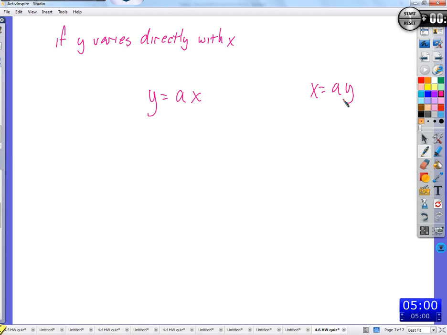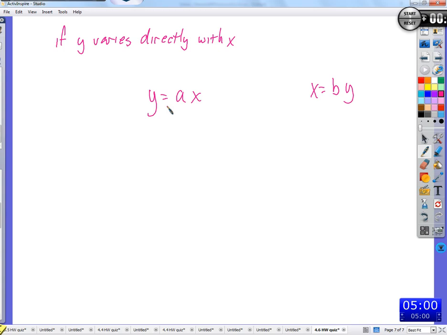Let's use something other than a, just so we don't get confused. It doesn't have to be the letter a. Let's say b, just some number times y. So if y varies directly with x, if x times a gives you y, can we mess around with this and get it to look like x is equal to something times y? Well, one simple way is to get x by itself and see if it looks like this. How do we get x by itself here?